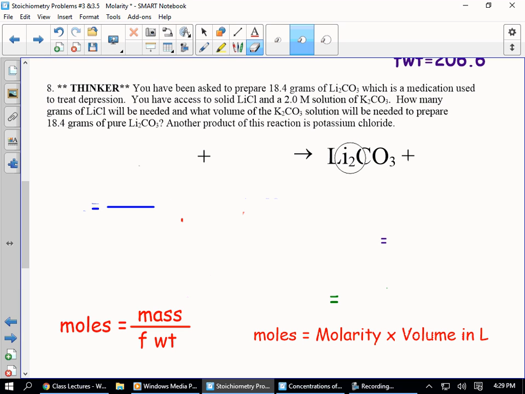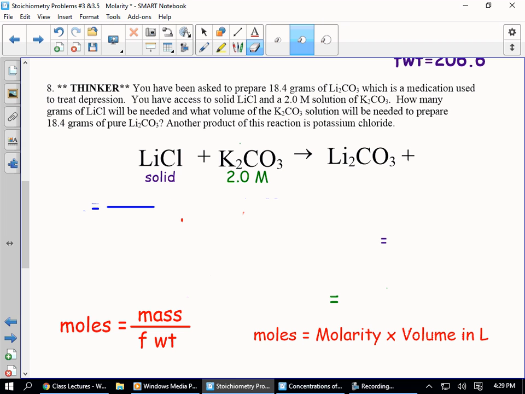So I'm going to put my lithium carbonate right here. That's something I'm going to make. This medication is used to treat depression. You have access to solid lithium chloride. Okay, so I have solid lithium chloride, and I also have a solution of 2 molar K2CO3. So I have a solid here, and this is a solution that's 0.2 molar.